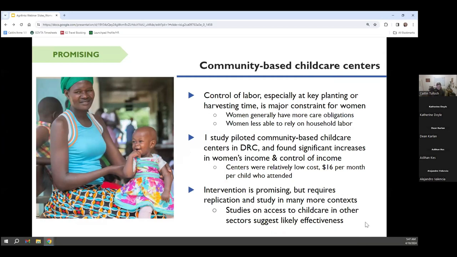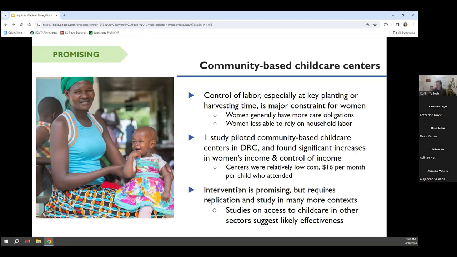All right, another promising intervention, one that, as I said, feels very near and dear to my heart, is providing community-based childcare centers. As we discussed above, control of labor, especially at key planting times, harvesting times, can be a major constraint for women. They will tend to have greater care obligations, but also maybe less able to rely on household labor. And we've got one study of this, which piloted community-based childcare centers in the DRC, and it found really significant increases in women's income and control of income. One really great finding from this study also was that the cost was not as high as you might have expected. It's about $16 per month per child who attended.